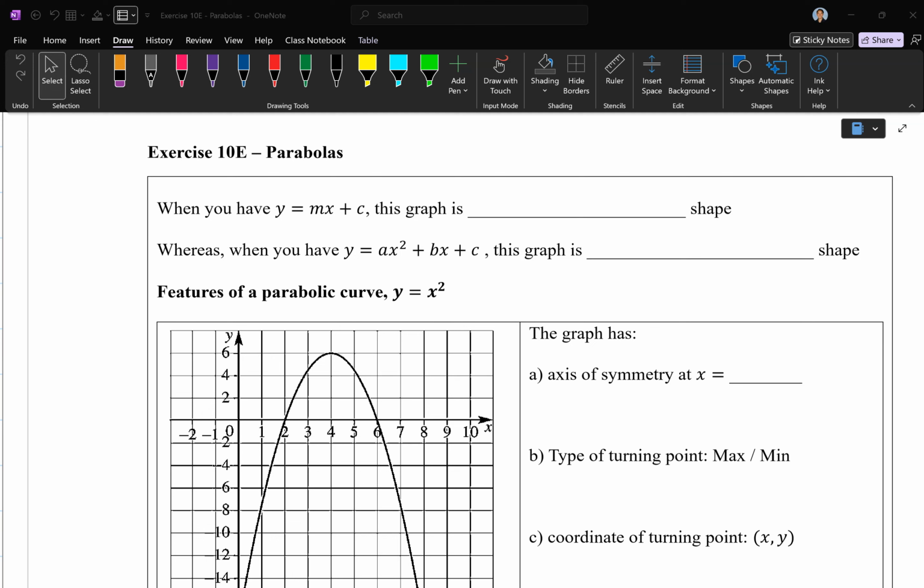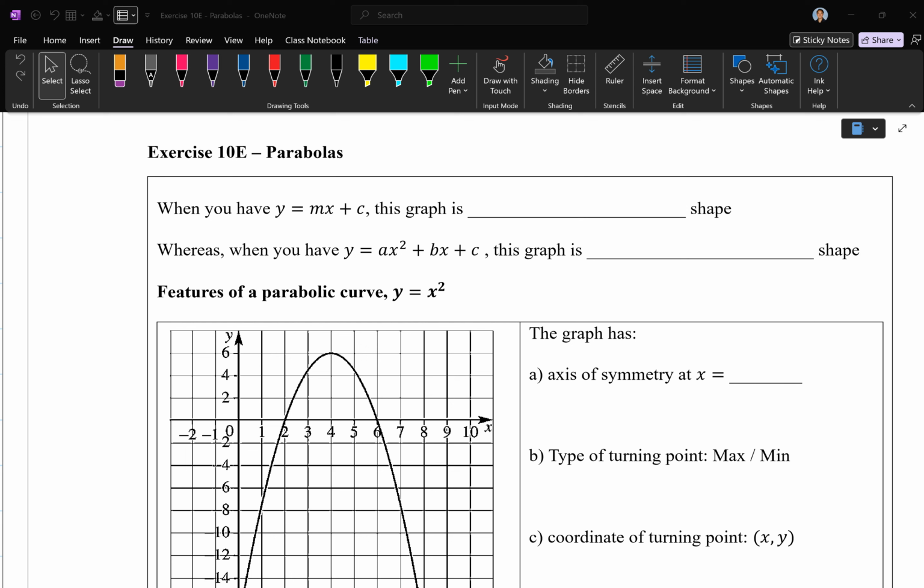Exercise 10E. Your goal is to identify today just a couple of features from a quadratic graph. And then you're going to sketch by putting points onto a Cartesian plane and then identify them. So there's only two skills that you need to focus on here. Let's have a look at our notes here.